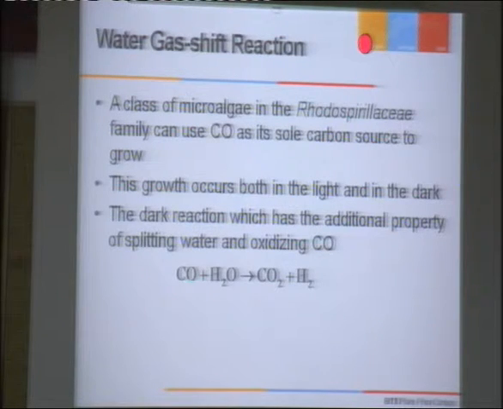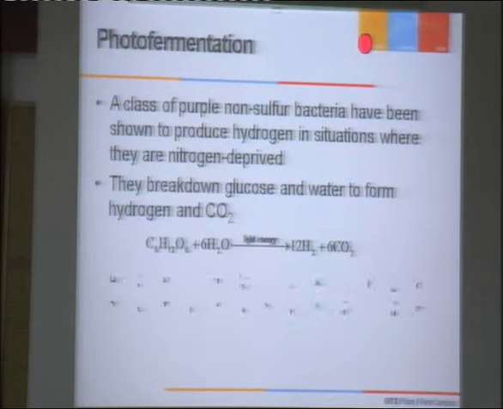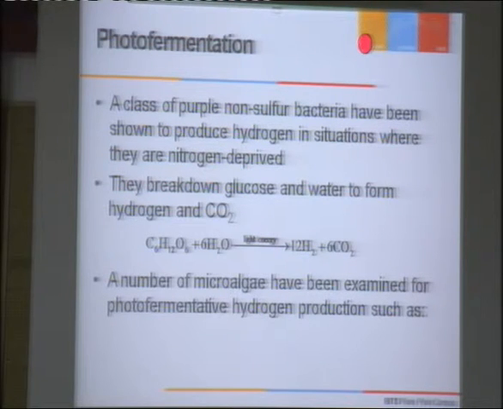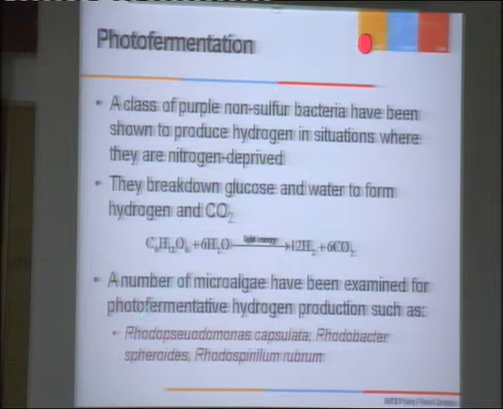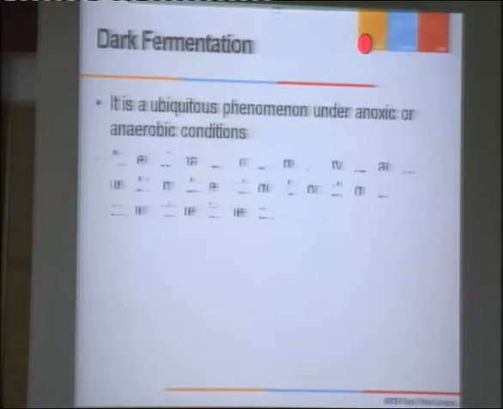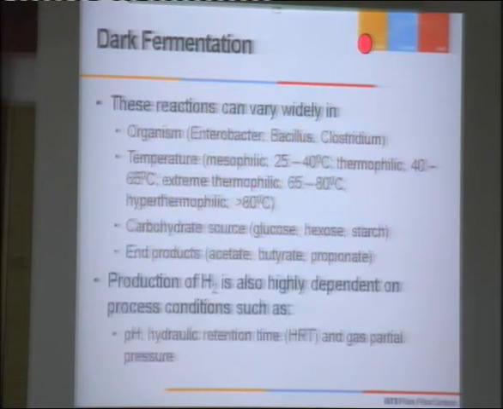Third is the water gas shift reaction. This is based on a specific microorganism. They can utilize CO as the sole carbon source to grow, because CO also has a carbon, and every species requires a carbon source for growth. This growth occurs both in the light and in the dark. So the dark reaction has the additional property of splitting water and oxidizing CO. Further, CO plus H2O is oxidized by the microorganisms and produces hydrogen.